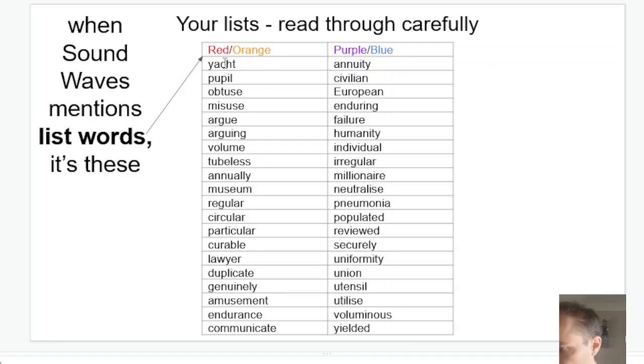These are your words. If it mentions list words, which I think I've avoided activities that do that, so if it did though, it's the orange and red ones. But obviously if you're still purple and blue, that's going to be your list to learn.